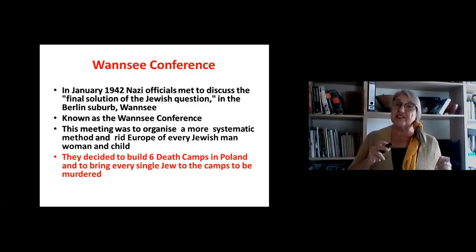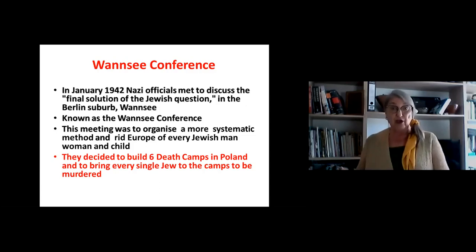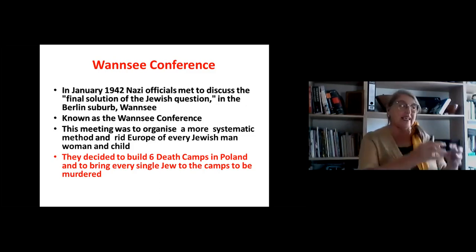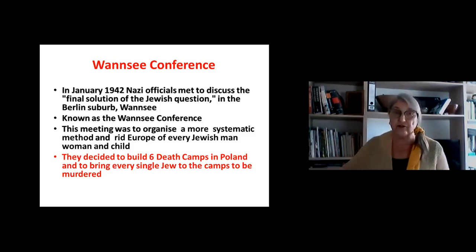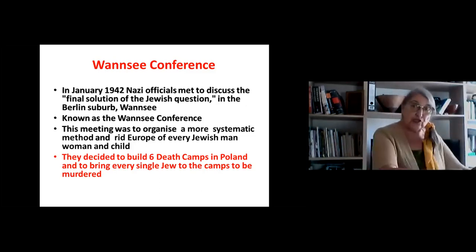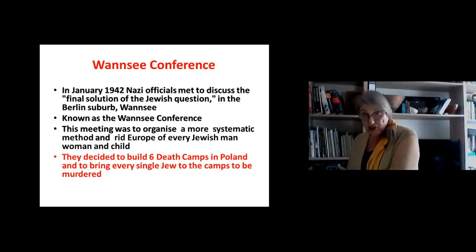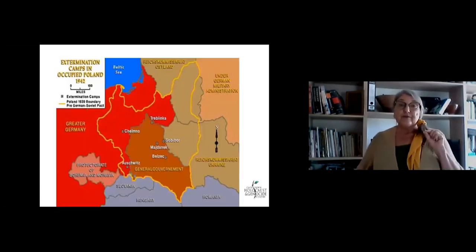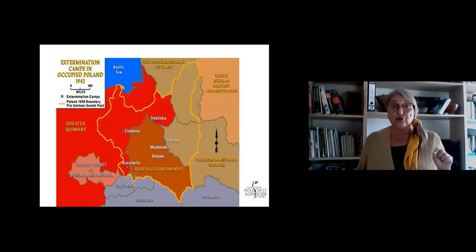And what they decided to do was to build death camps in Poland, and rather than go to each little place and murder the Jews, they would rail the Jews to the death camps. So bring the Jews to death rather than take death to the Jews. And that is what they did. So from 1942, there were 6 death camps. All of them were located in Poland.